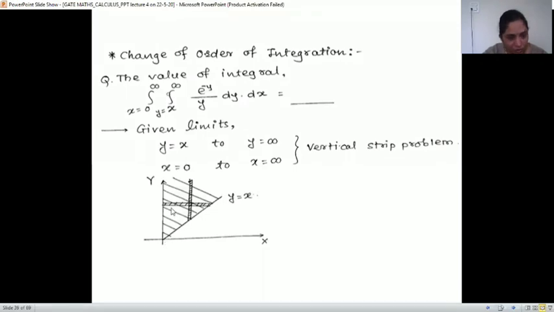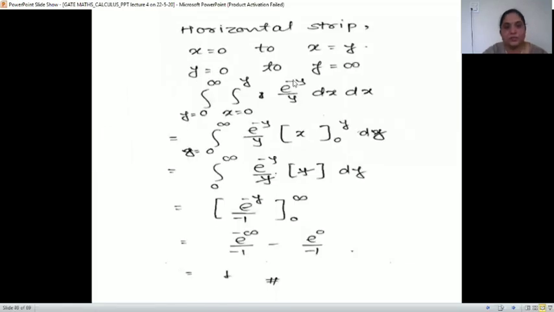And rotate the strip up to the upper point, that is the upper region, and the upper region is not fixed, it is going on, so it is y is what, infinity. So what are your limits for y? y is 0 to y is infinity. These are the new limits by drawing the horizontal strip, right?